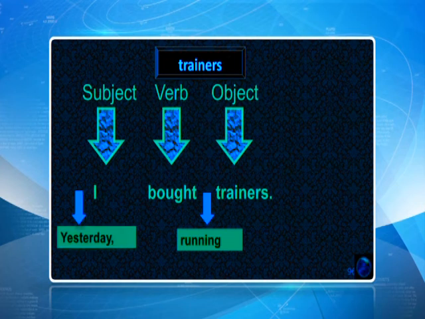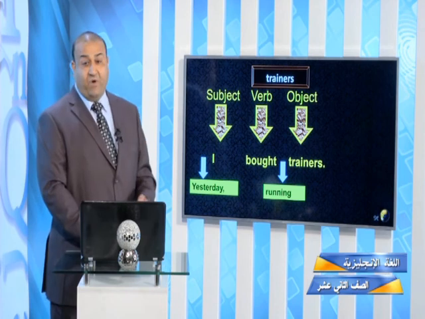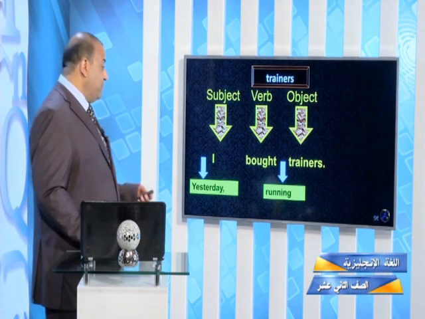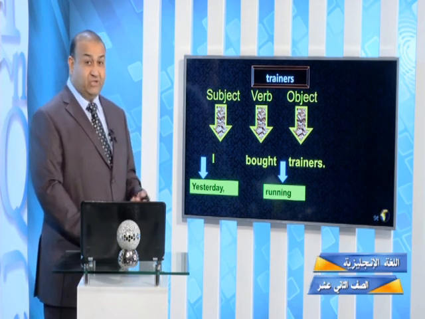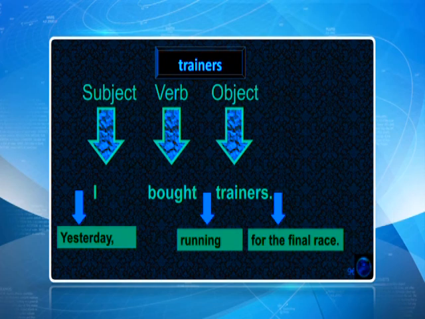Or some others may use this adverb of time, which is yesterday, followed by this introductory comma, which is extremely important. Why? Because it paves the way for the main part of the sentence, which is the independent clause. So the sentence becomes, yesterday, I bought running trainers, which is completely correct. Some others may add for the final race, which is a prepositional phrase. So the sentence is, yesterday, I bought running trainers for the final race, which is an extremely good sentence.